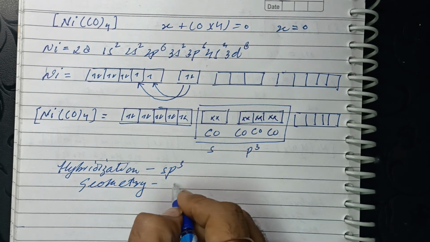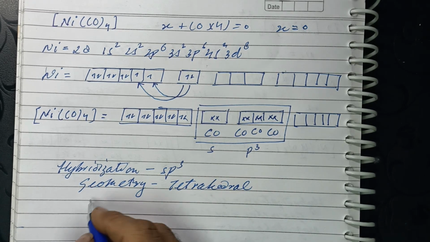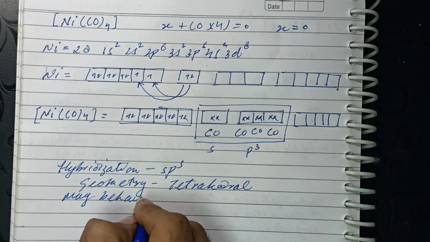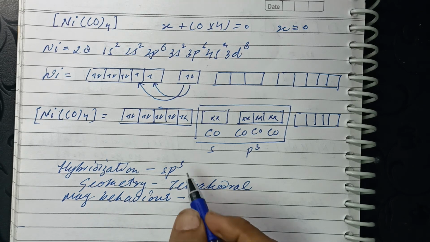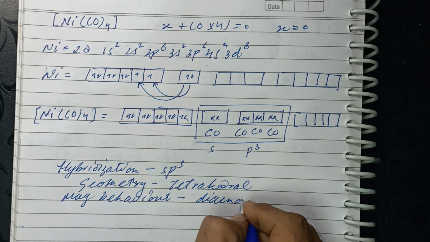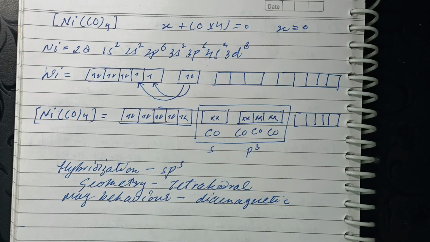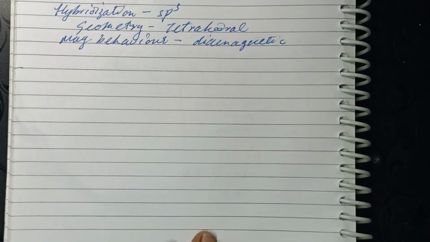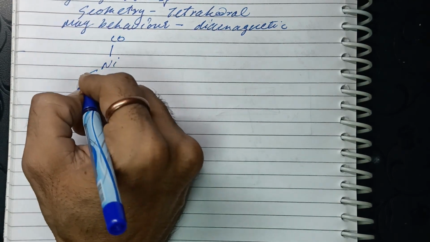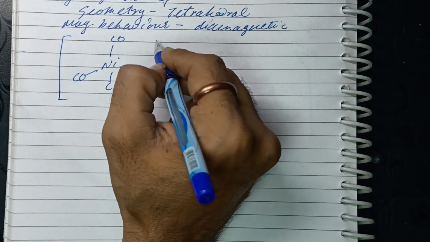Geometry: tetrahedral. Magnetic behavior: all the electrons are paired, therefore diamagnetic. Now the structure. Tetrahedral, as you all know. This is tetracarbonyl nickel.